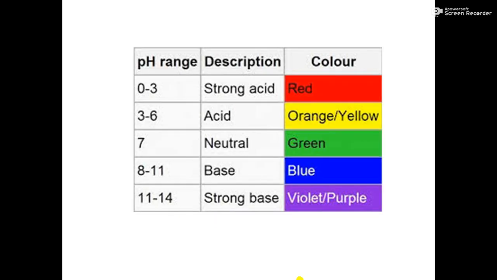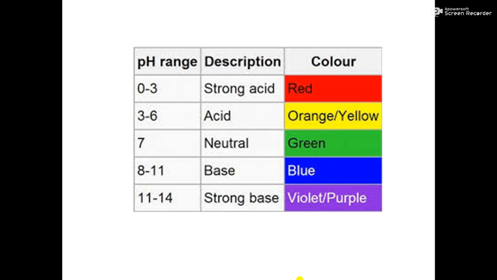Now come to the pH range, its description, and what color it depicts. I hope it will help you to determine and to learn more. So let us start with number 0 to 3. On number 0 to 3, students, all the strong acids are present and the color is red. Next is number 3 to 6. They are weak acids and the color is orange and yellow.